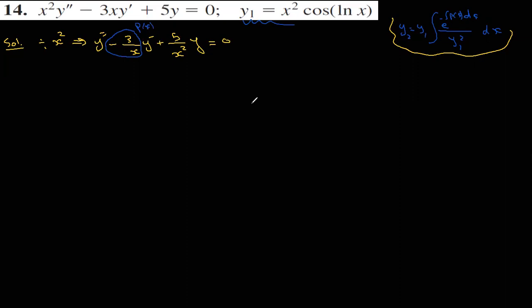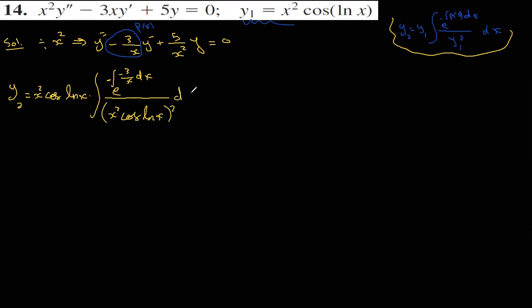Let us apply the rule now. So here, my y2 is y1 times the integral. Where is my y1? It is x squared cosine ln x. Then the integral of e to the power of negative integral of negative 3 over x, dx here. And your denominator? X squared cosine ln x, all squared, times dx. Let us simplify this integral now. In the numerator, we can take negative 3 out.